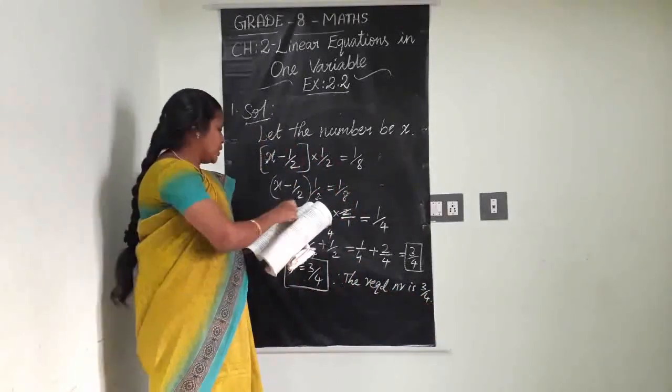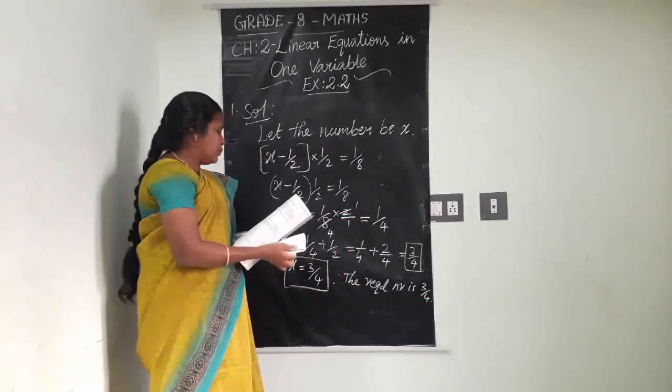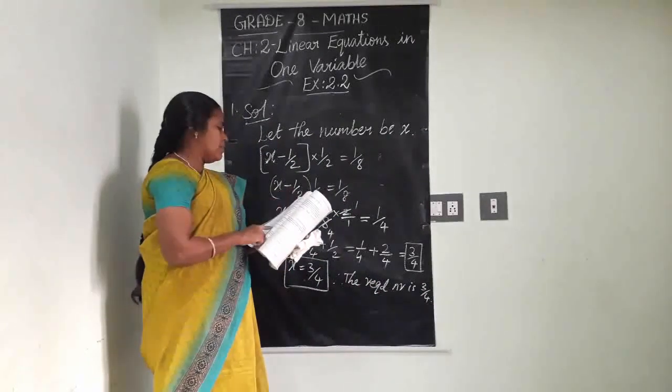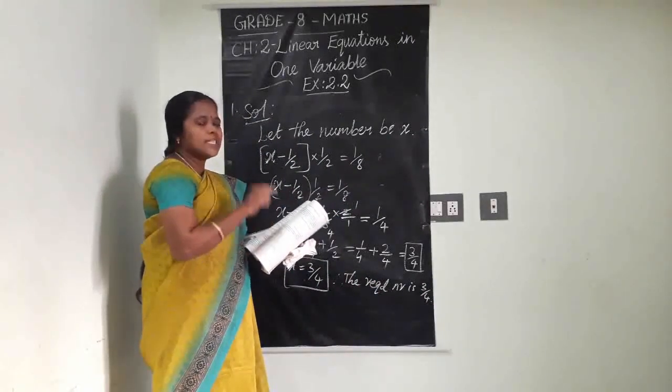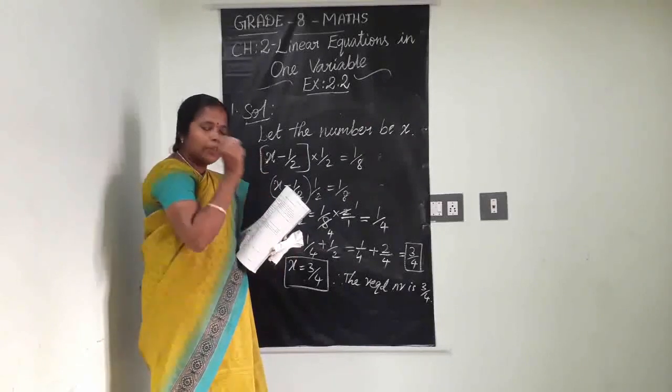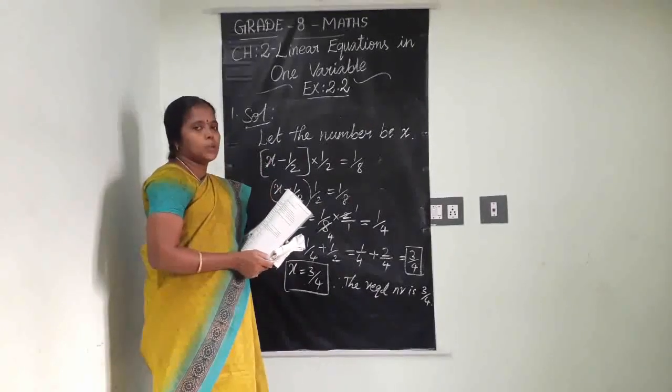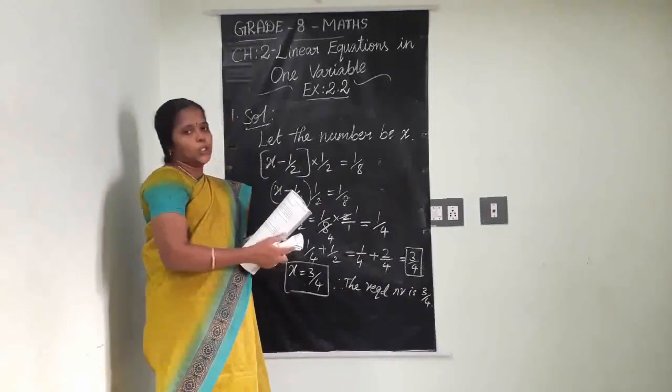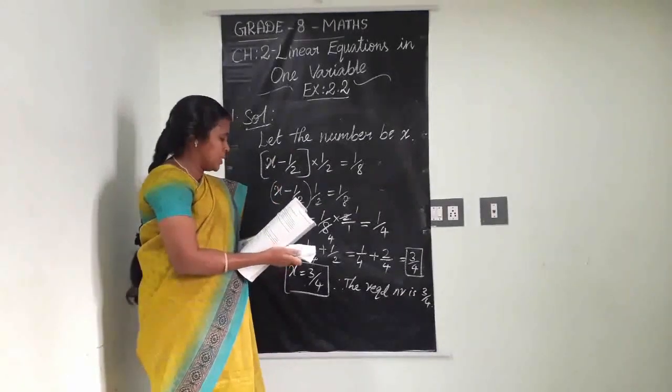Understood, children? On this basis only, when word problems come, what do we have to do? First, read the question, understand what they are telling, form the equation according to the condition of the question, then find the solution. Clear? One more question I am solving here.